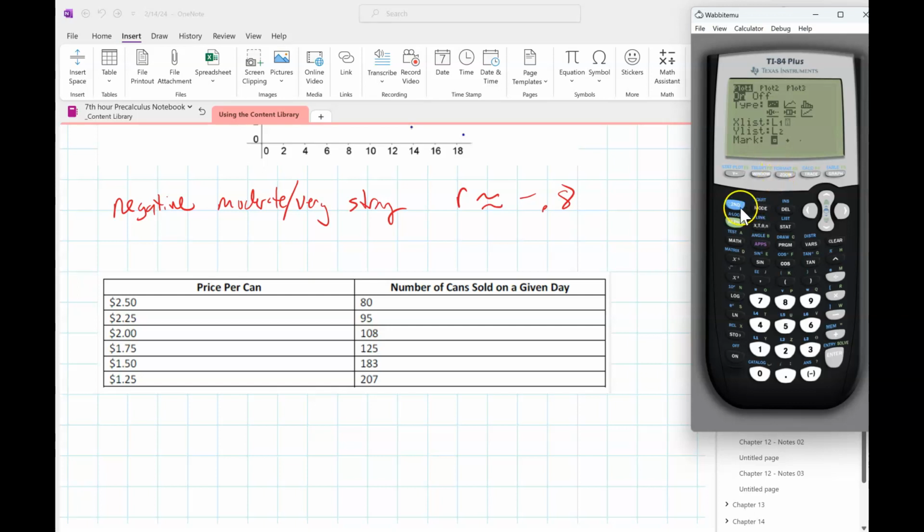All right. I'm going to exit out of here now, so second and mode, back to the main screen. And I'm going to press zoom, and I'm going to pick stat, which I think is option 9. Zoom stat, yep. So there's what your graph should look like. Everybody get that? It's okay? Great. If I look at that, does that look pretty linear?